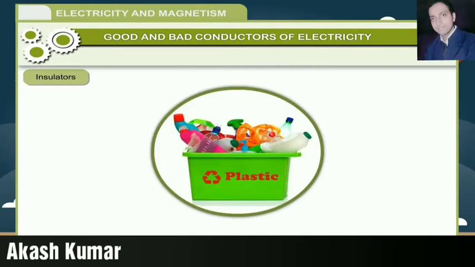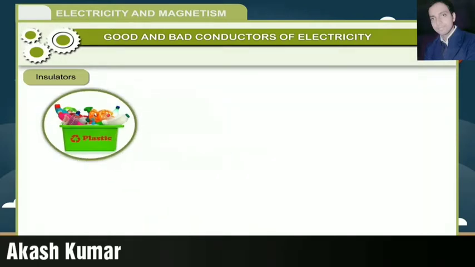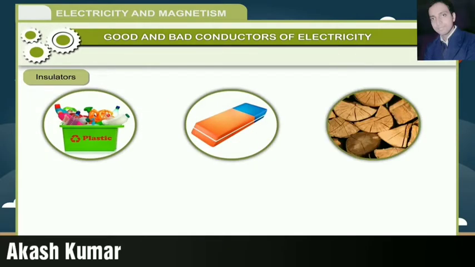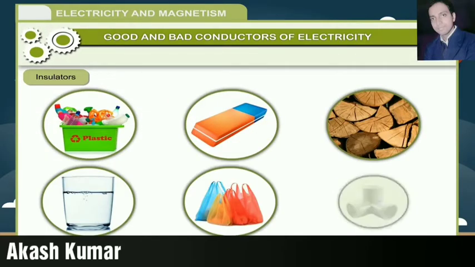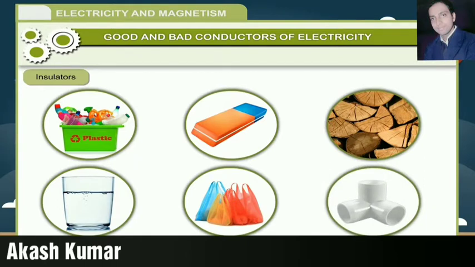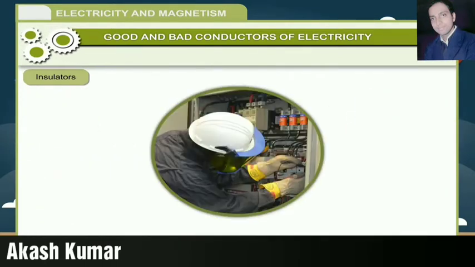Insulators. Those materials which do not allow electric current to pass through them are called insulators. Materials such as plastics, rubber, wood, glass, polythene, PVC, etc. are insulators. You might have observed that an electrician uses rubber gloves while working with electricity, because rubber is a bad conductor or insulator that protects from electric shock.